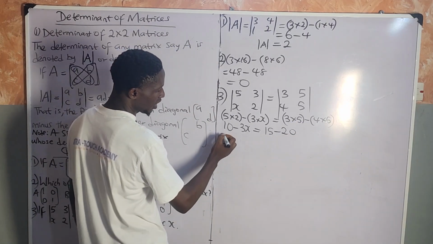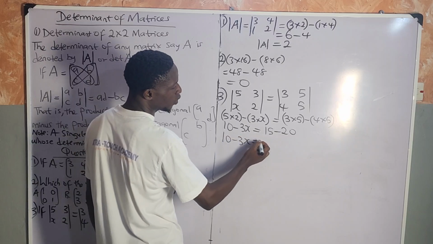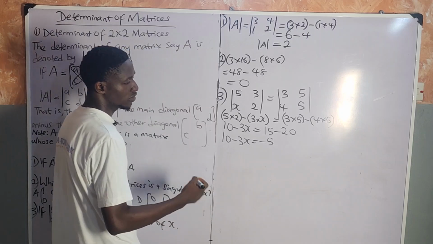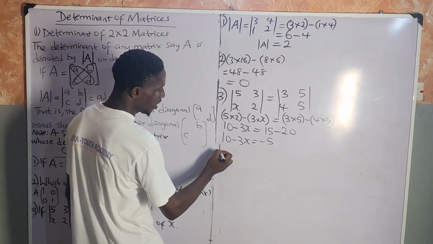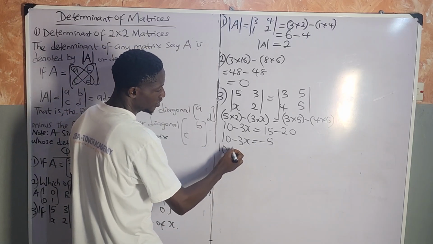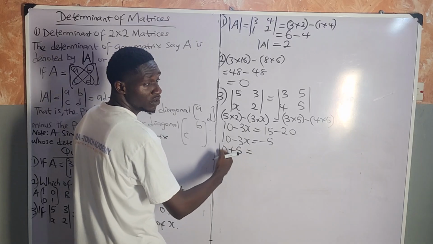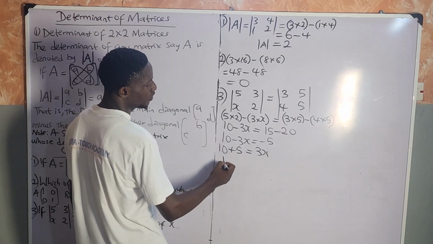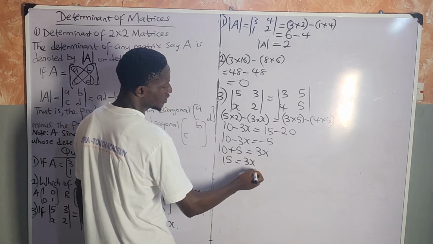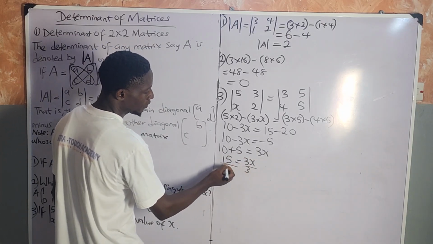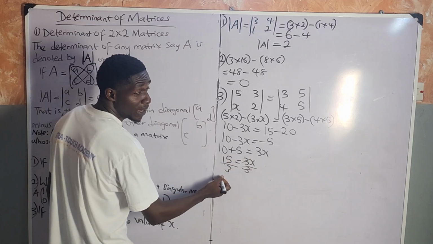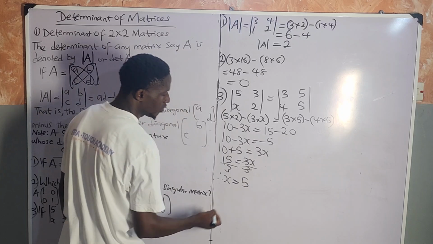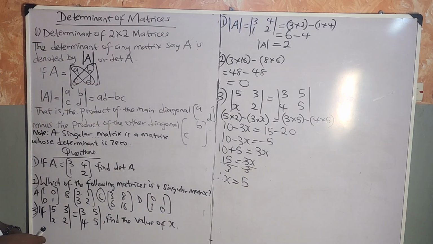Let's say we have 10 minus 3x is equal to 15 minus 20, which gives you minus 5. Let's collect like terms. So I have 10, and when minus 5 comes here it is plus 5, is equal to, when minus 3x comes here, 3x. The minus will go out. 10 plus 5 is 15, equal to 3x. Divide both sides by 3. So 15 divided by 3 is 5. Therefore, our x is equal to 5. And that should be the final answer.